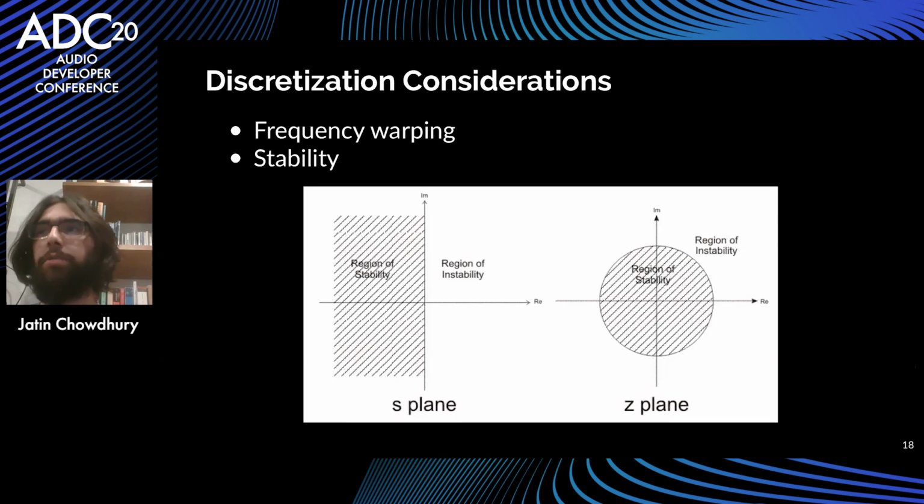And there are some methods for doing that, which I'm not going to get into here, but it's just something to watch out for. And then you'll also notice that the region of stability now becomes the inside of this circle. So any resonances inside this region will be stable. Any resonances outside will go unstable. So yeah, this is a brief look at a couple of things to watch out for when you're discretizing a system.